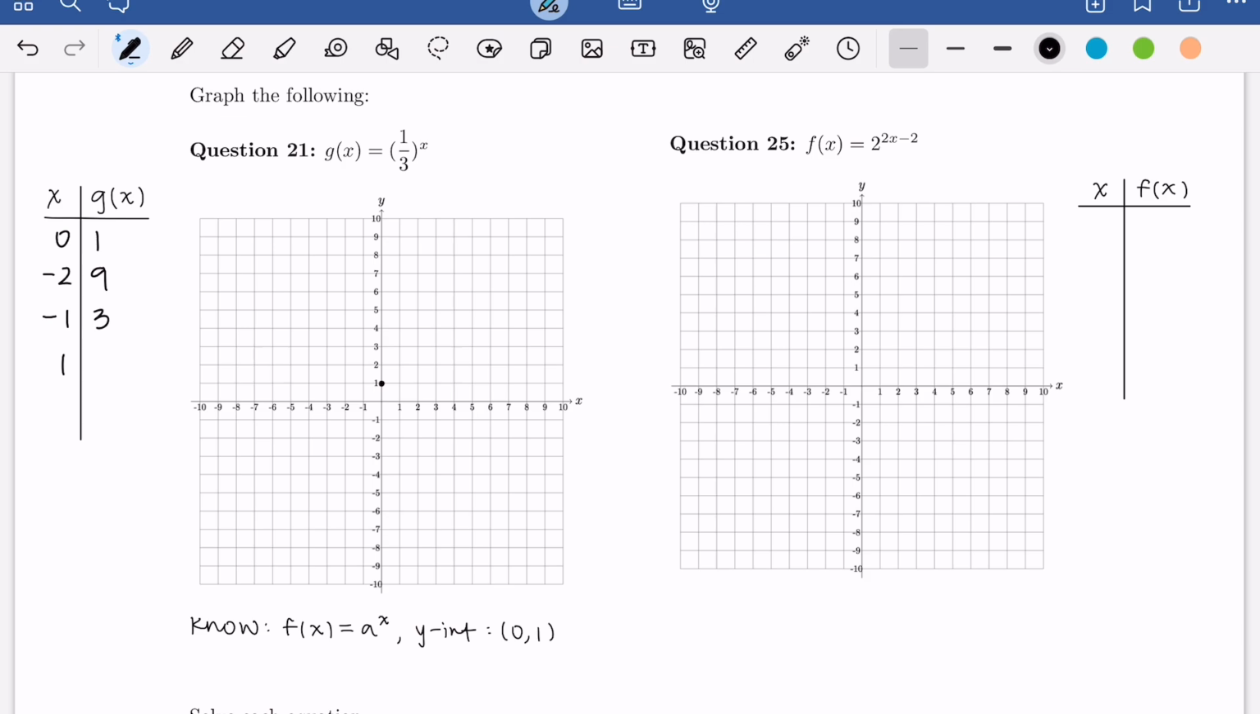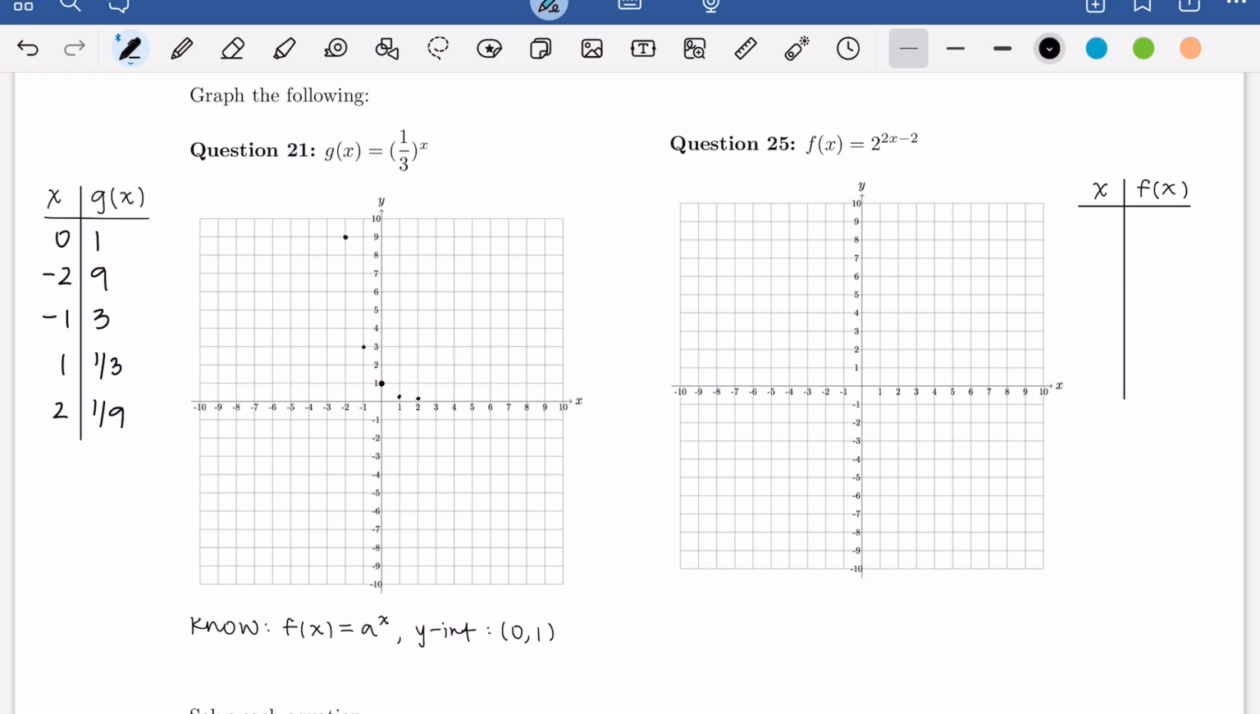If we were to plug in 1, we would get 1/3, and if we were to plug in 2, we would get 1/9. So let's plot these points here. -2 comma 9 is going to be right around there, and then we have -1 comma 3. Now we have 1 comma 1/3, so that might be right around here, and then we're going to have 2 comma 1/9, so maybe right around here.